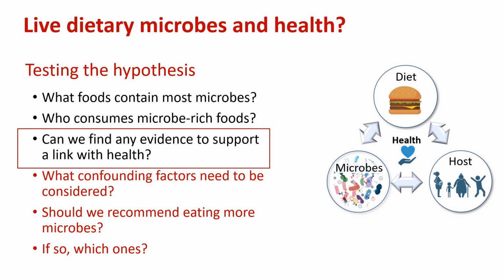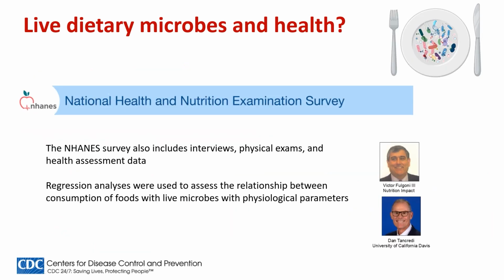So now that we'd established those kind of facts, were we able to find any evidence to support a link with health? So what we had to do then, of course, was go to the same NHANES database and pick out the health data and try and associate that with the food intake data. So as it says here, and again we relied on Victor and Dan, very important in this part of the analysis, what they did was they used regression analyses to assess that relationship between the consumption of food with live microbes and these physiological parameters.